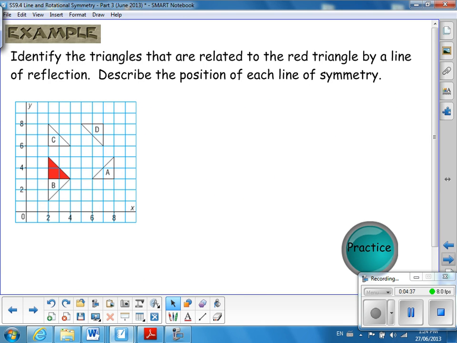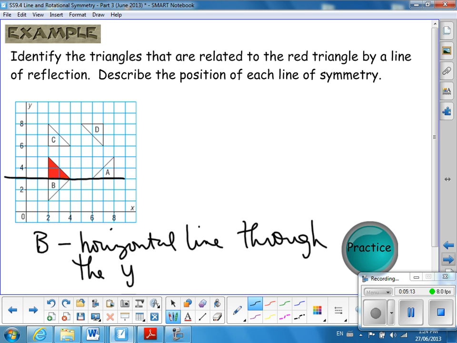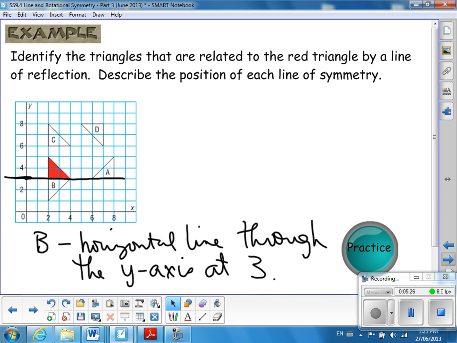Okay, identify the triangles that are related to the red triangle by line of symmetry or line of reflection, and we're going to draw in those lines and describe them. If we're starting with the red one, we get B by a horizontal line, and we have to describe where it is, through the y-axis, and it crosses the y-axis here at 3. If you just use the words to describe it, somebody else could put that line on in the right position. Let's back up here and look at A.